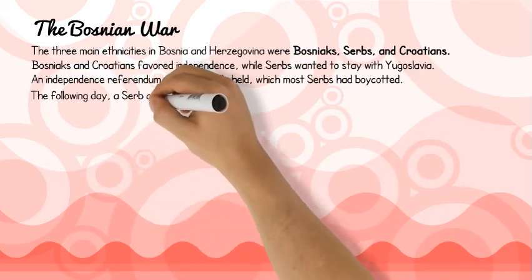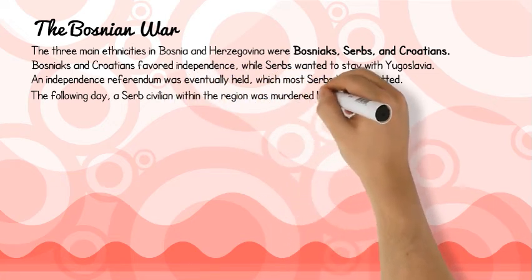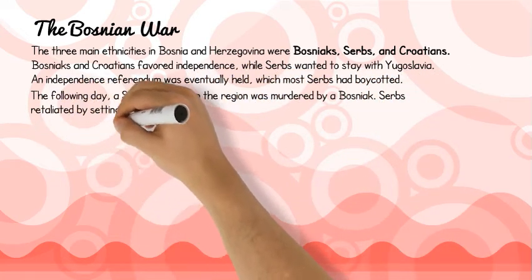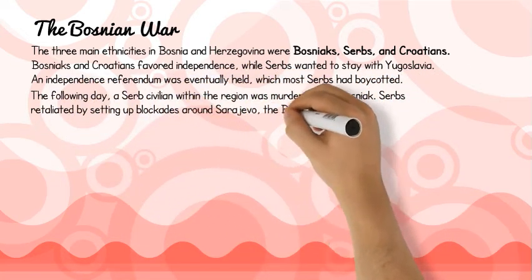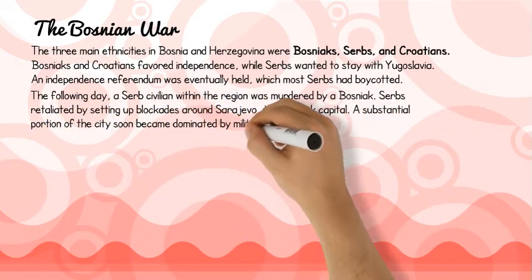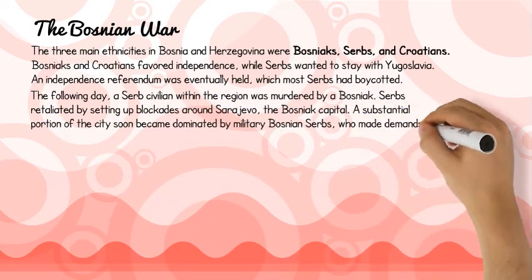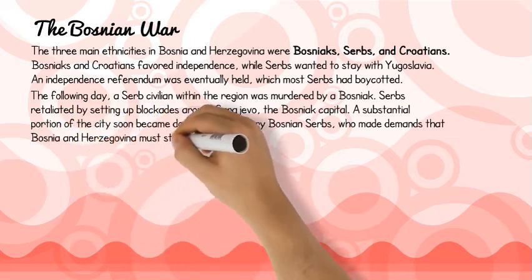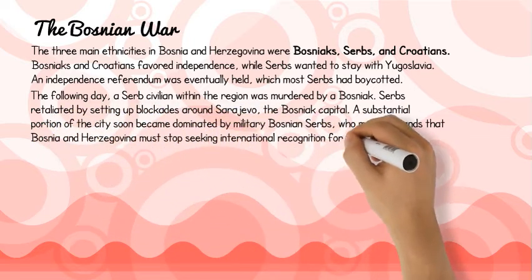The following day, a Serb civilian within the region was murdered by a Bosniak. Serbs retaliated by setting up blockades around Sarajevo, the Bosniak capital. A substantial portion of the city soon became dominated by military Bosnian Serbs, who made demands that Bosnia and Herzegovina must stop seeking international recognition for their independence.